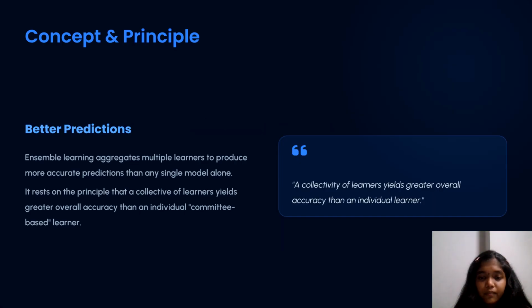So, the principle behind ensemble learning is that a collective of learners yields greater overall accuracy than an individual learner. Ensemble learning aggregates multiple learners to produce more accurate predictions than any single model alone. It rests on the principle that a collective of learners yields greater overall accuracy than an individual committee-based learner.